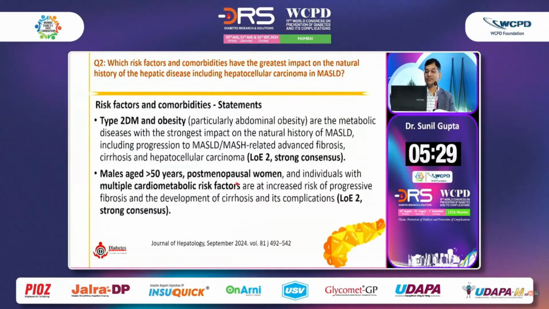Second question is, which risk factors have greater importance? History of hepatic disease, including hepatocellular carcinoma. So which people should be considered at high risk of having HCC? Those with type 2 diabetes, obesity, age more than 50 years, postmenopausal women, and multiple cardiometabolic risk factors rather than one are more prone to have HCC.